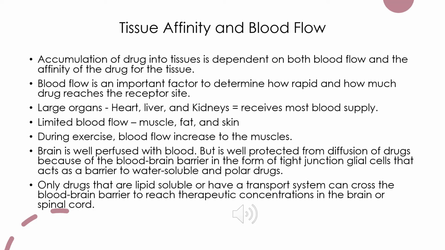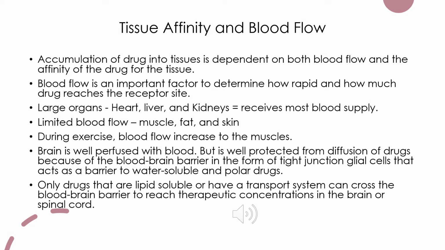In the previous slide, we talked about drug distribution and what factors affect distribution. In this slide, we're going to talk about tissue affinity and blood flow. So after a drug is absorbed systemically from the site of administration, the drug molecules are distributed throughout the body by the systemic circulation. The accumulation of drug into tissue is dependent on both the blood flow and the affinity of the drug for the tissue.